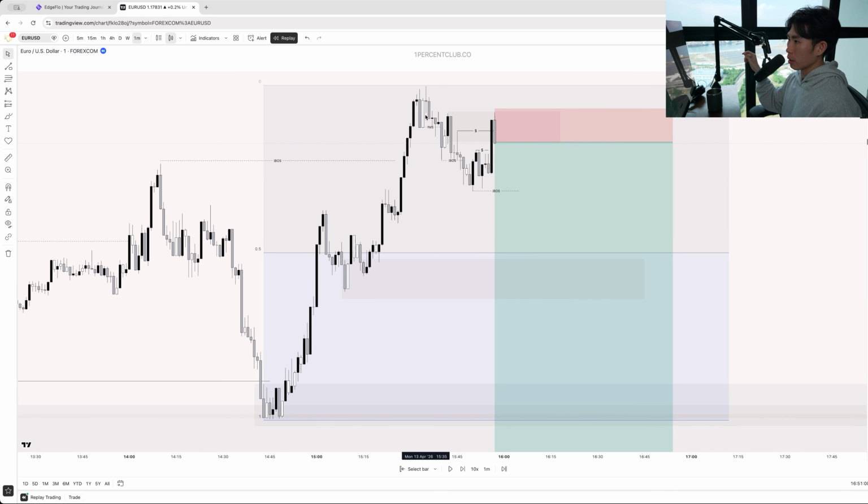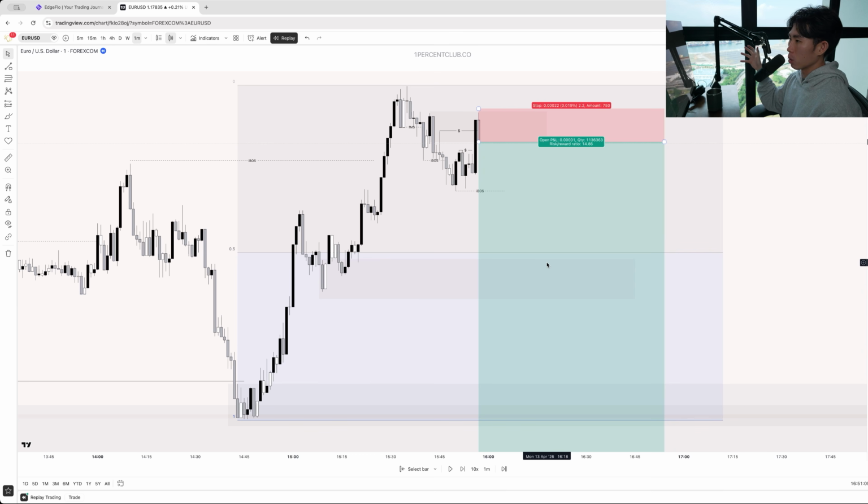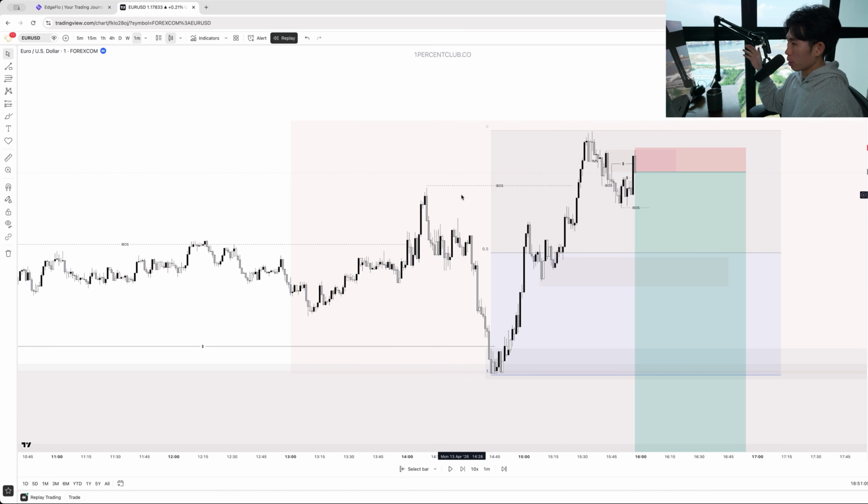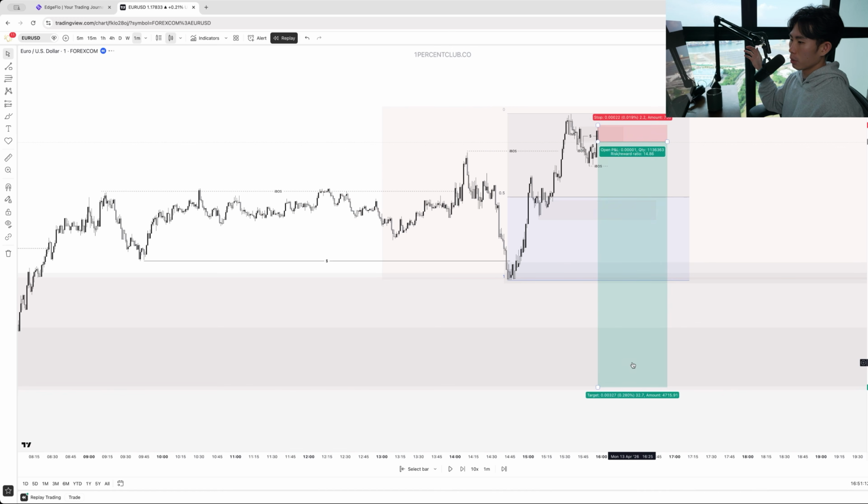So first thing is, let's talk about the take profit, right? Which is where to exit if the trade goes well. Well, a lot of people are looking at this trade right here and they're going to place their take profit like all the way down here.